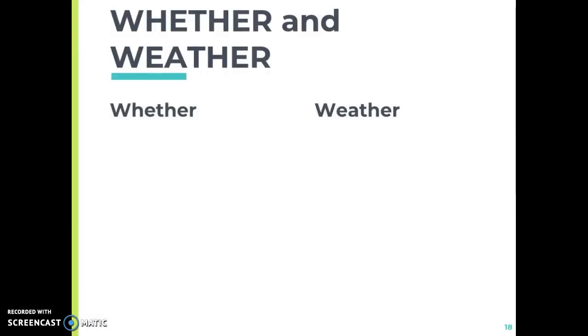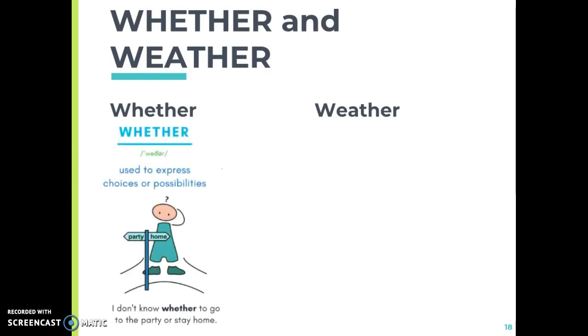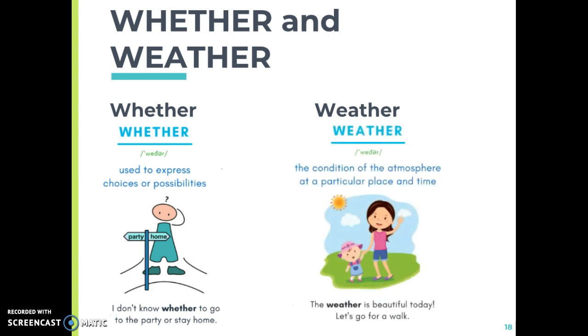Next are whether and weather. The first whether is used for choices, like I don't know whether to go to the party or stay at home. You can remember that this whether is for choices because it starts with WH, just like the which that is for choices. The second, weather, refers to the condition of the atmosphere outside, like the weather is beautiful today. Let's go for a walk. You can remember this weather because it has an A and it relates to atmosphere, which starts with an A.